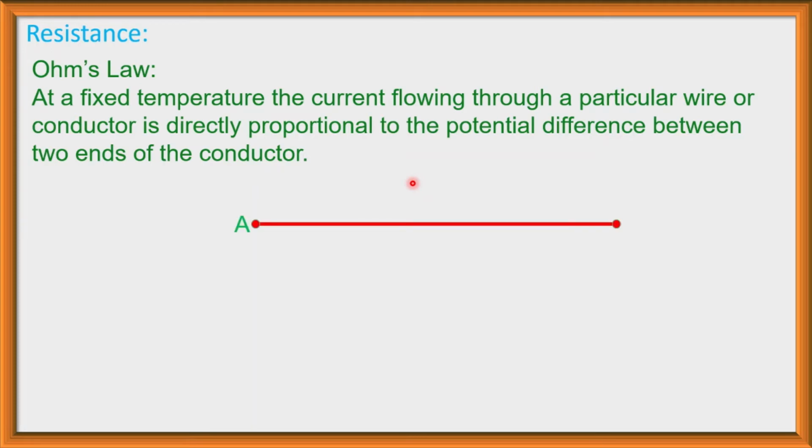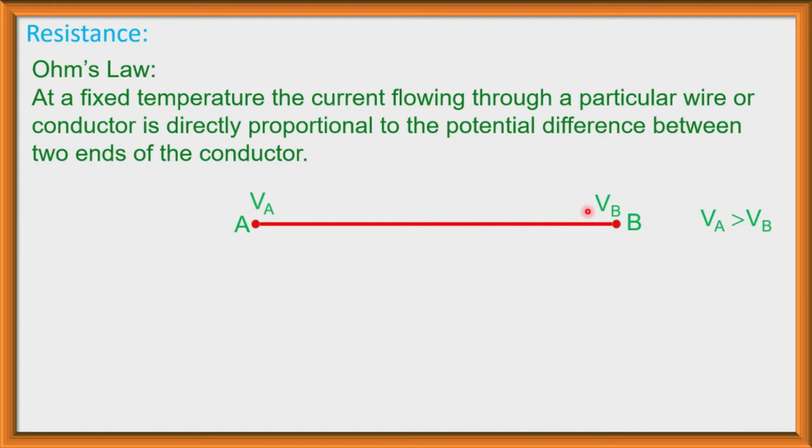Consider AB is a conductor. Its two ends are A and B. And potential at point A is VA and potential at point B is VB. Consider potential at point A, VA, is greater than potential at B, VB. That is, VA is greater than VB.